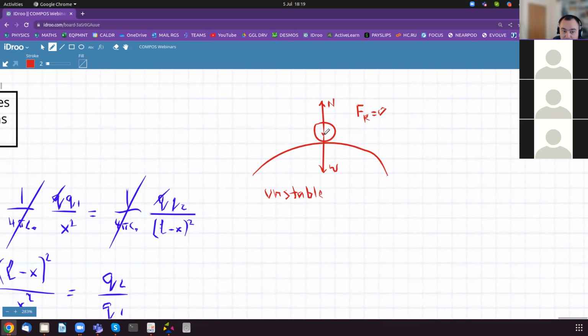The thing is that if you displace the ball slightly to the left, it will not return to its original position. Whereas in stable equilibrium, the picture is the same, so normal reaction and weight are the same two forces. But if you were to displace the ball to the left, it will return to the original position. So this is what we call stable equilibrium. This is unstable.